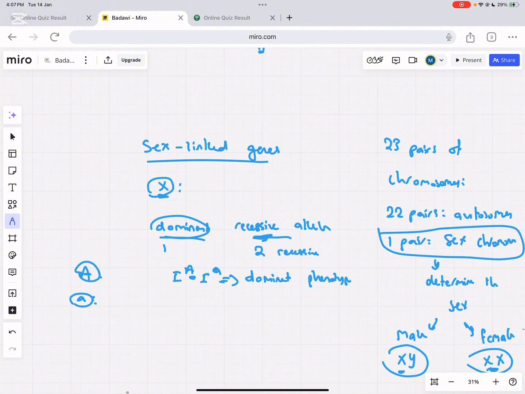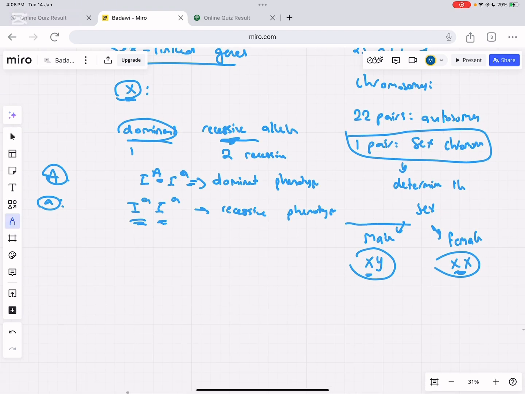While for the recessive phenotype to show, I must have both alleles recessive. So we don't get confused, let's go back over here. Why are males usually more affected by sex-linked diseases? Because in the female, there is a chance that if I have one recessive allele which causes a disease, the other allele is dominant and does not cause the disease. So I will have the dominant phenotype and I will not have the disease. I will just be a carrier for the disease.